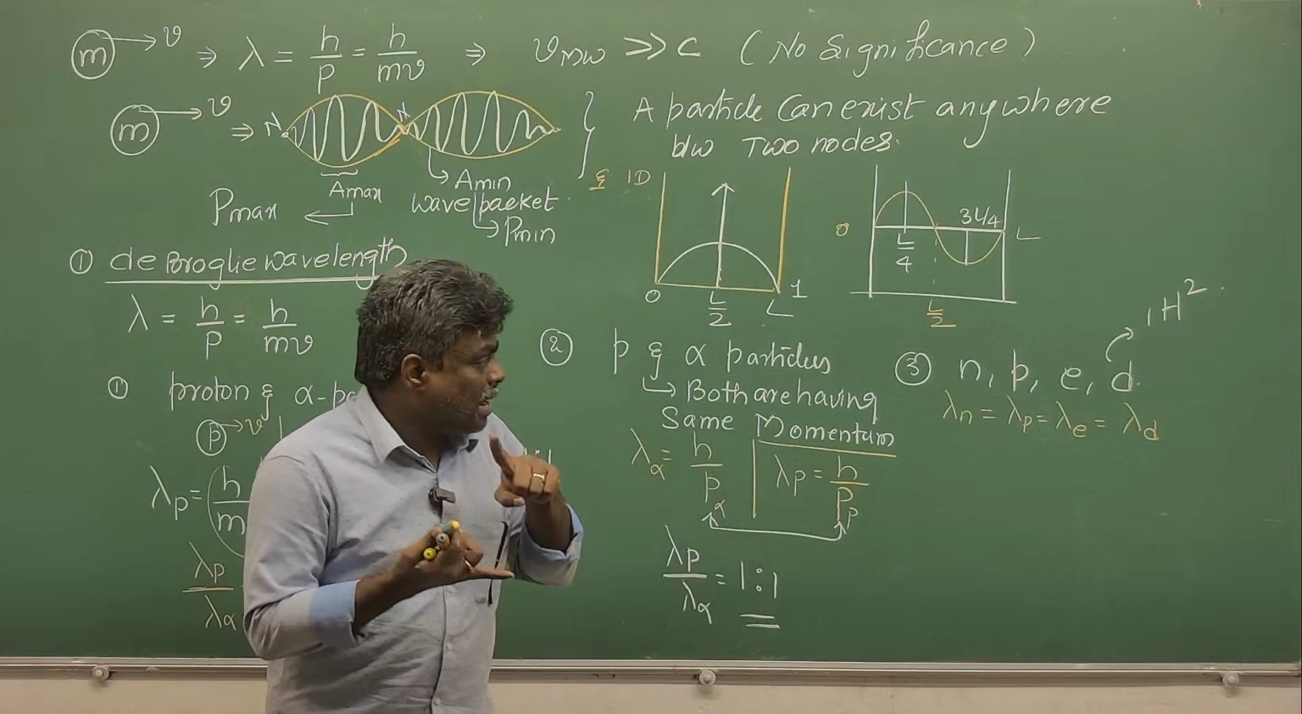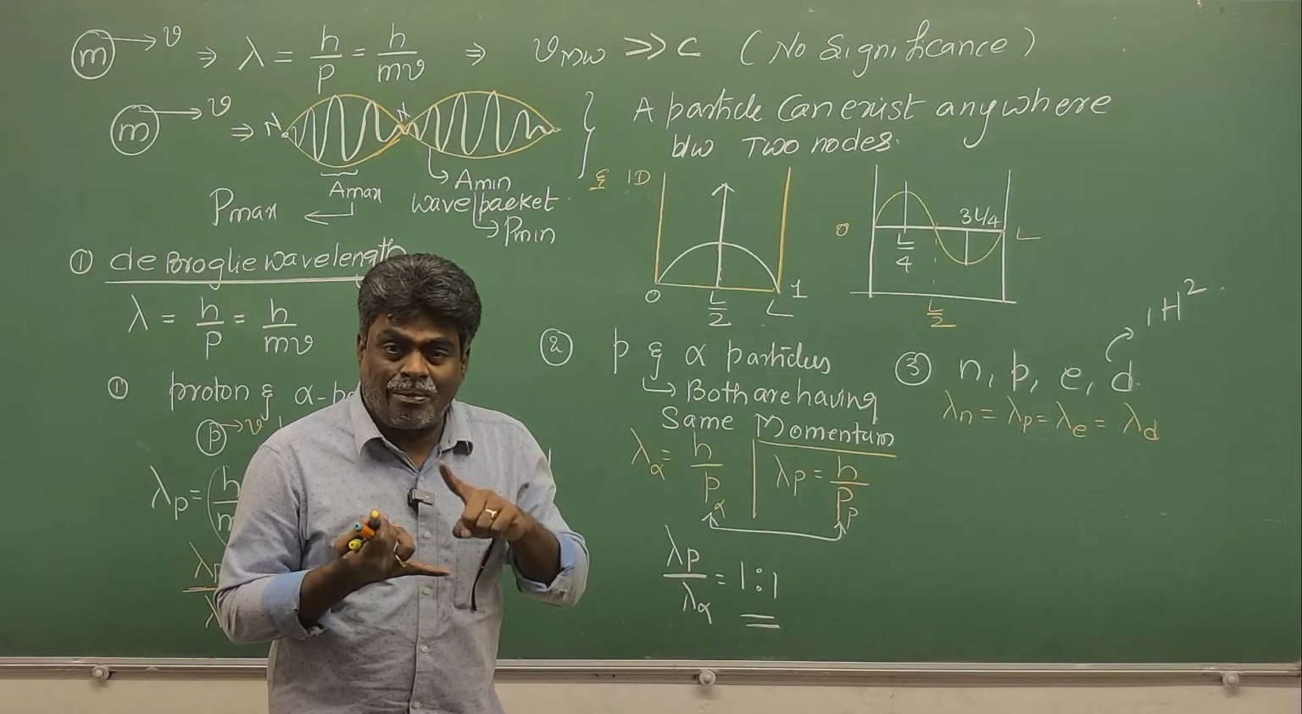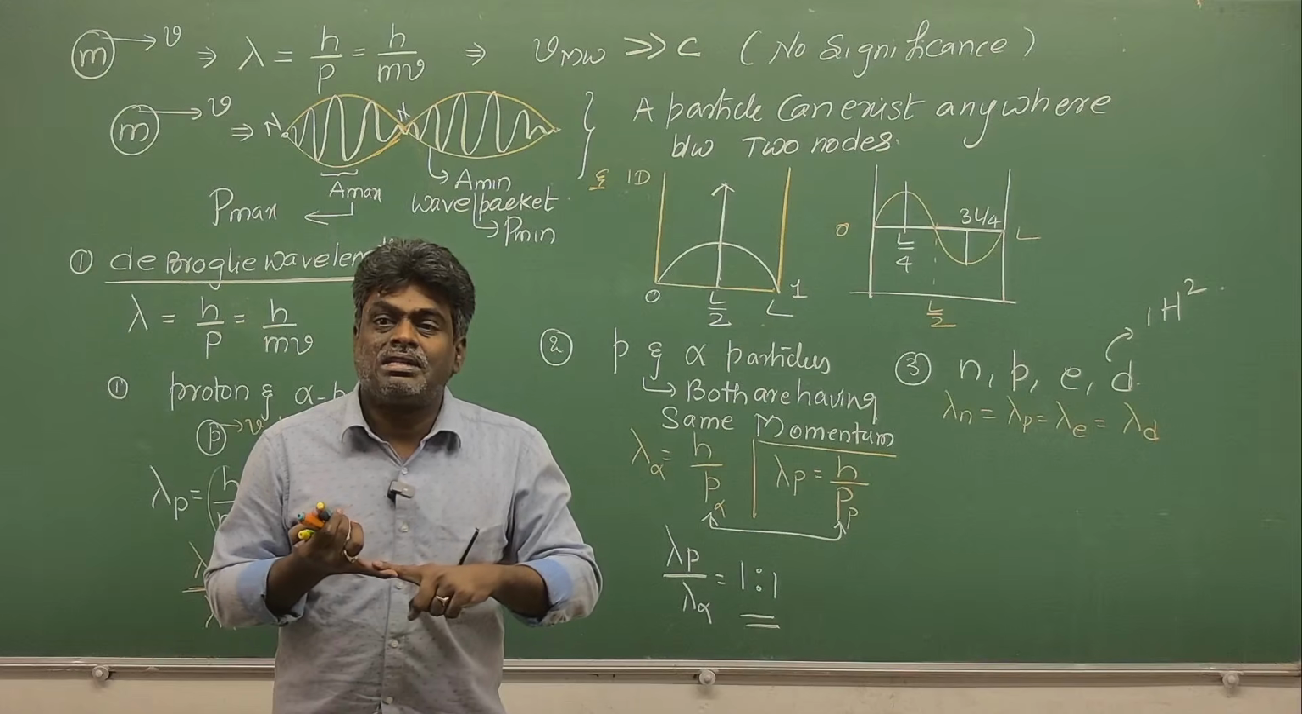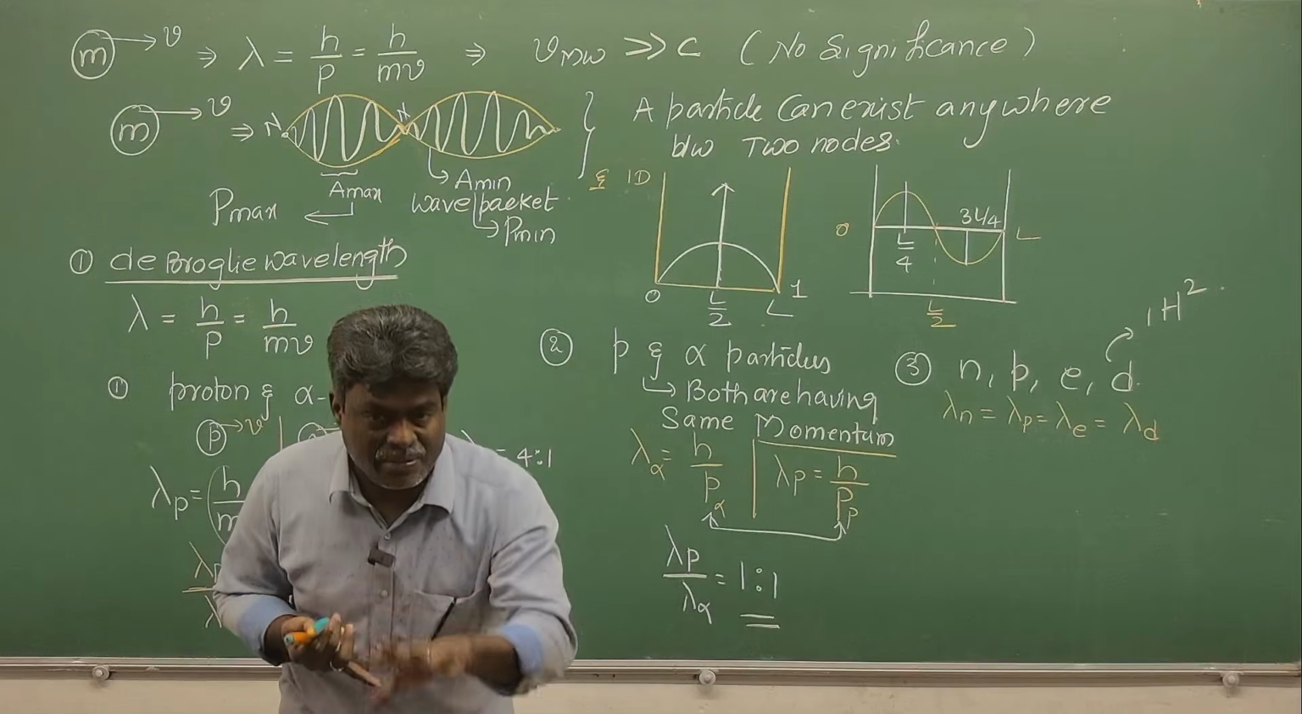Lambda neutron, lambda proton, lambda electron, lambda deuteron. All these particles' de Broglie wavelengths are the same.